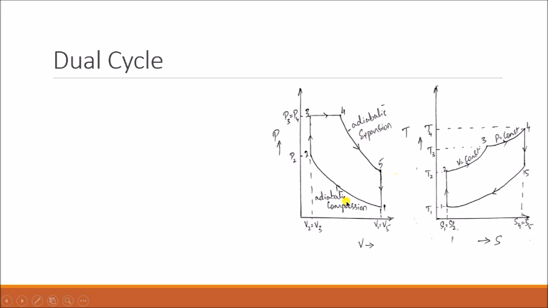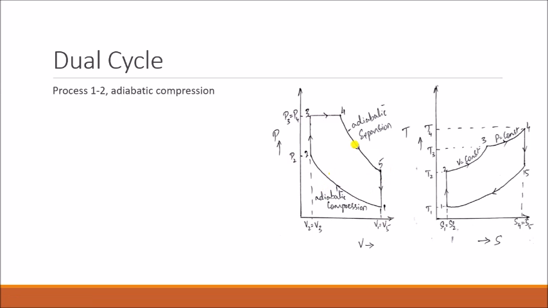So you can see here, it has 5 processes. Earlier we had 4 processes, here we have 5. It means the partial heat addition takes place during constant volume, and partial heat addition takes place during constant pressure. So we'll go through these processes one by one. We'll see the first process, that is adiabatic compression.